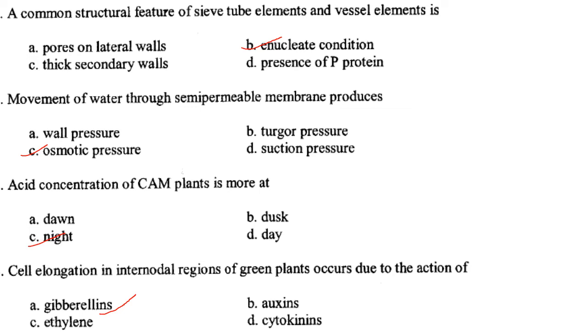Then cell elongation in internodal region of green plants occurs due to action of. So answer is gibberellins. Gibberellins stimulate cell elongation in the internodal region by altering the rheological property of the cell wall, and as a result the cell gets lengthened. So answer is option A, that is gibberellin.